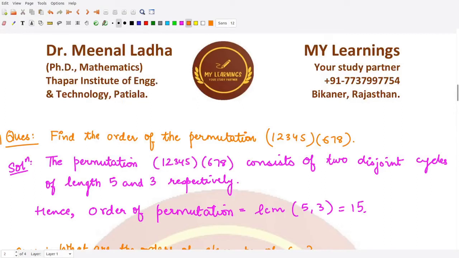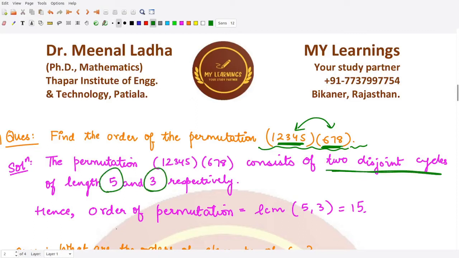The example is to find the order of this permutation. We are given two disjoint cycles, the first one having 5 elements and the second one having 3 elements. So this permutation consists of two disjoint cycles, one of length 5 and another of length 3. The order of the permutation would be the LCM of 5 and 3, which is 15. Therefore 15 is the order of the permutation, and this is as simple as calculating the LCM.